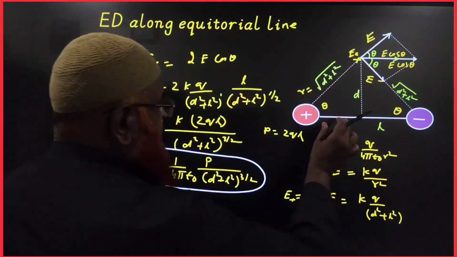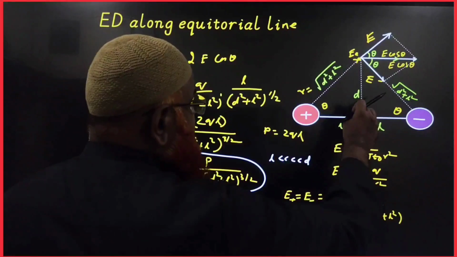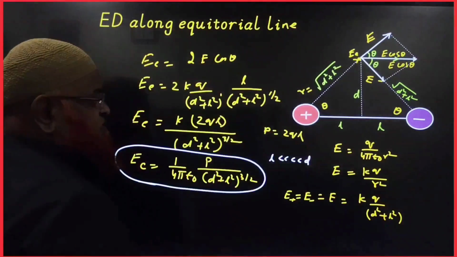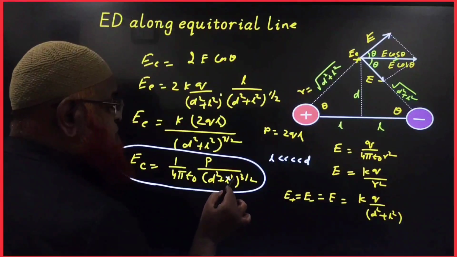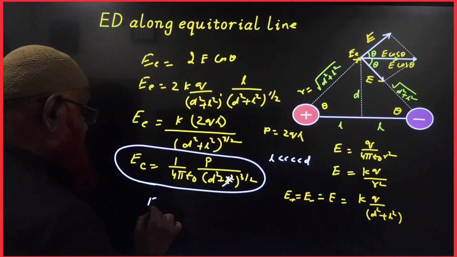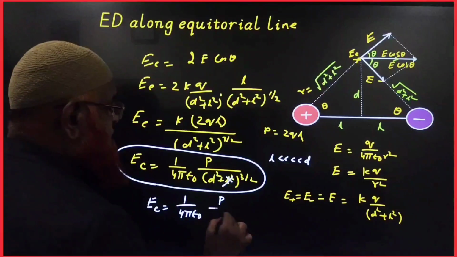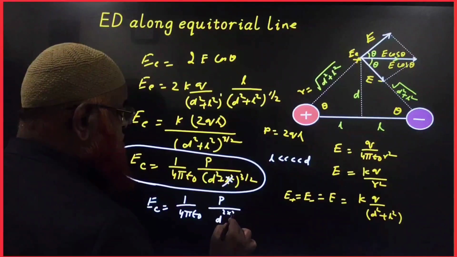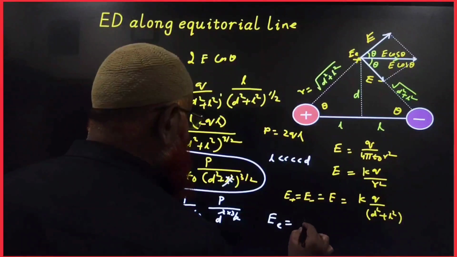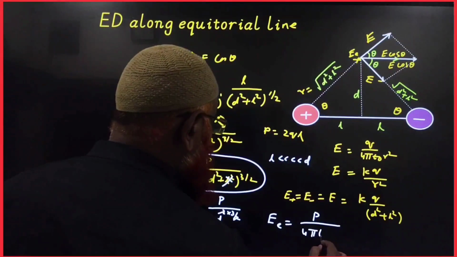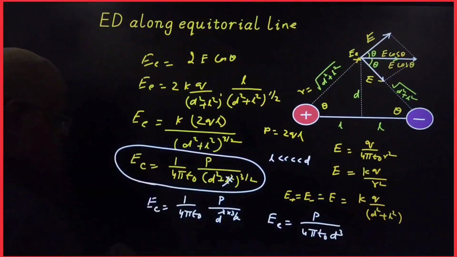But for example, if the length of the dipole L is much less than d, that means you are taking this point very far from the center. That means L can be neglected here. So L can be neglected means this part is cancelled. And what is left here, E along the equatorial line is nothing but 1 by 4 pi epsilon naught P by d cube, as the power 3 by 2 of d square gets cancelled here. So therefore we get E along the equatorial line as P by 4 pi epsilon naught d cube. That's it. Okay. So this is going to be our final formula.